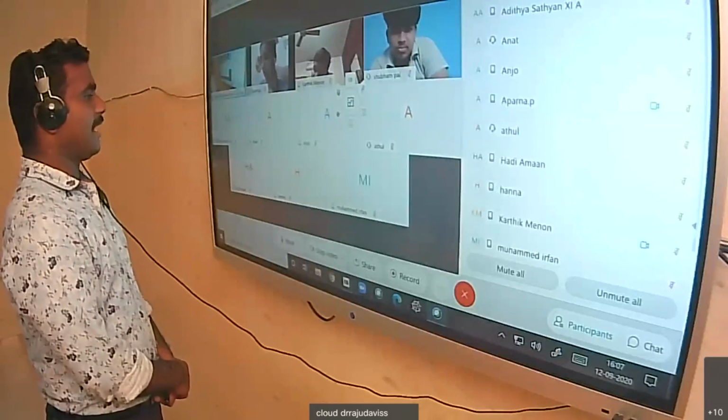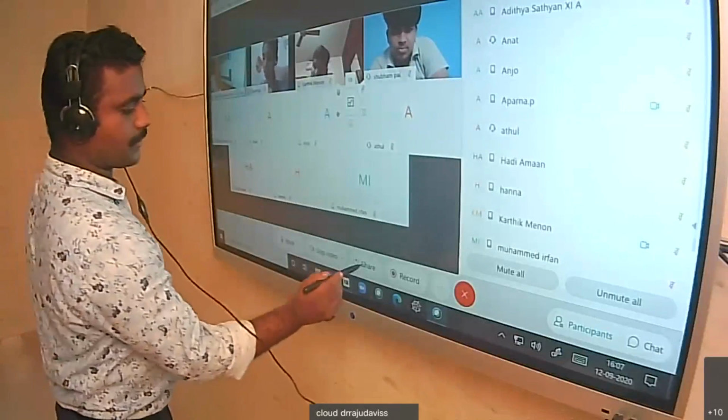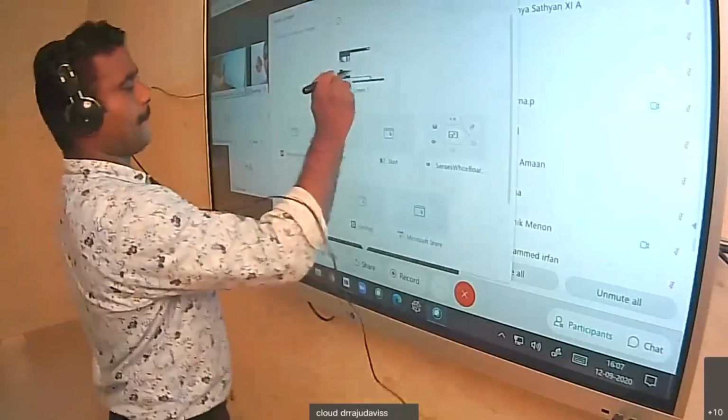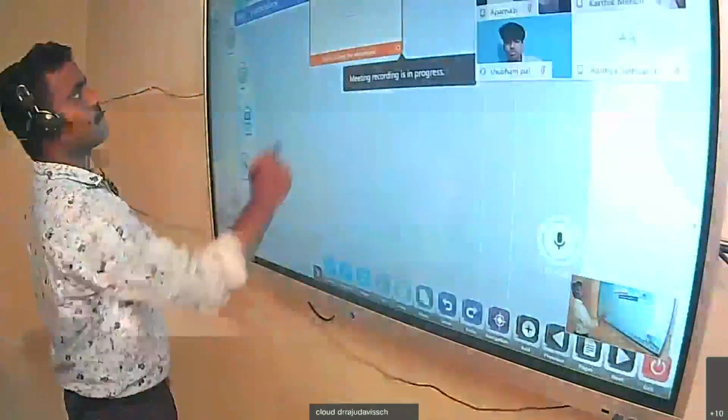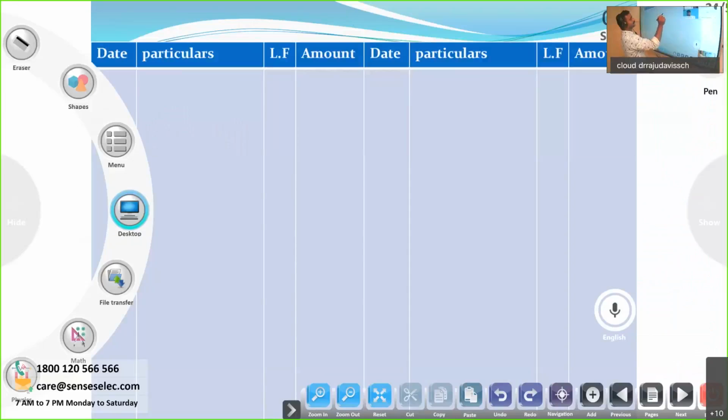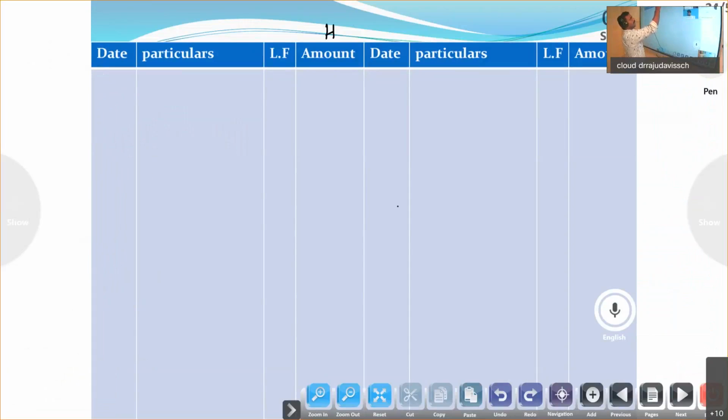Is it correct? Next is Harish account. Any doubt? Any doubt you can ask? Harish account. So in that entry, purchase account to Harish.